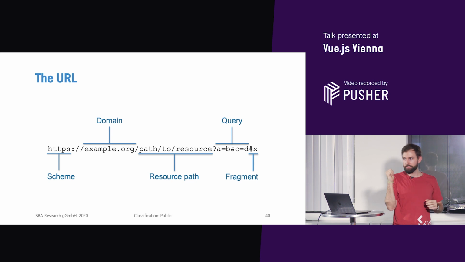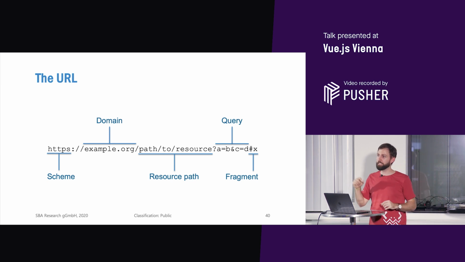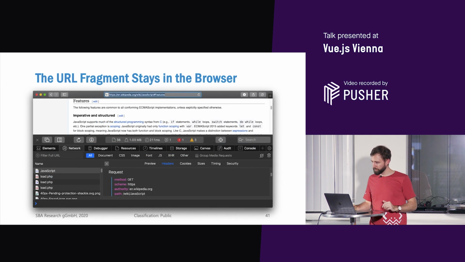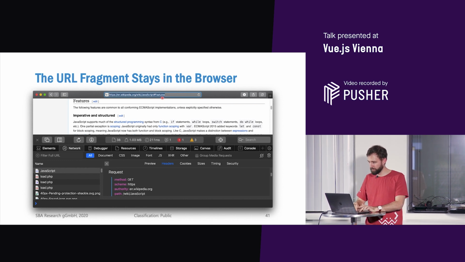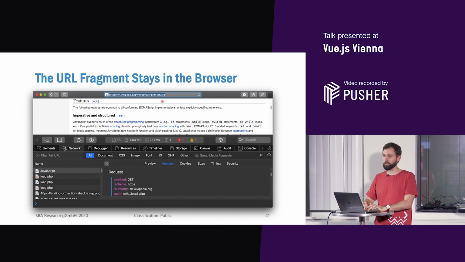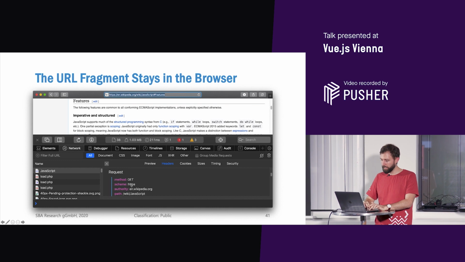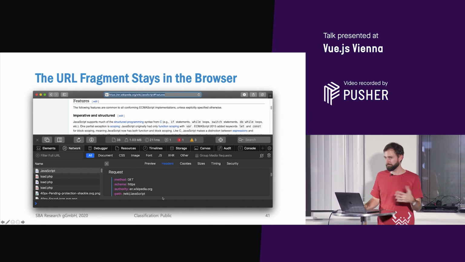Is this fragment sent to the server? No, it's not. Everything else is sent to the server, but the fragment is not. It's going to stay on the client. So we can use that to transfer our keys. So if you have a look at, for example, I opened what I just said, Wikipedia page, and you can see that here is an anchor text saying features. So I'm jumping to the features section of the JavaScript Wikipedia article. And you see here in the path that the fragment is not transferred to the server. So it's secret to the server.